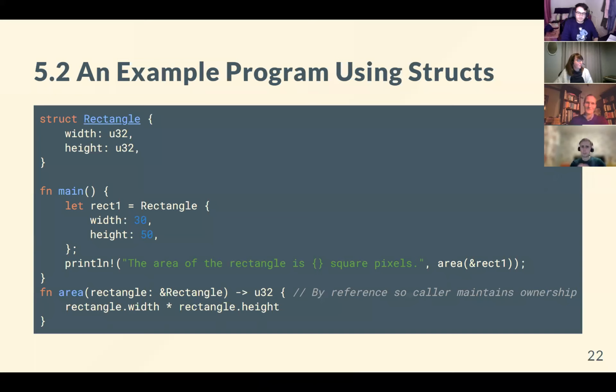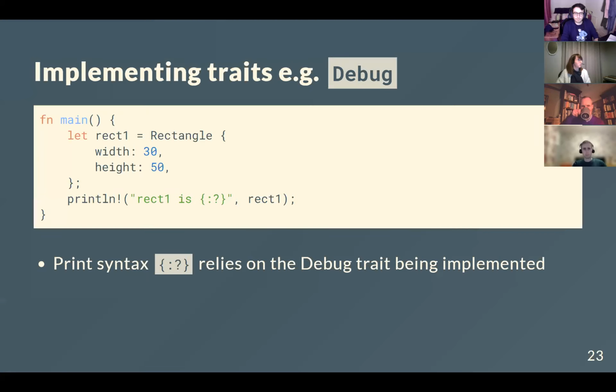The next section is 5.2, an example program using structs. It starts with talking about rectangle, which is a classic. This is the example that they use. It's fairly straightforward. It declares a struct, creates an instance of it, and then prints the area. And it has an area function, which can take the type by reference and return an unsigned 32-bit integer. It's a reference call so that the caller maintains ownership. Now, this is just a standalone function that takes a rectangle. And the reason it shows you this is so that it can then move on to talk about member functions.